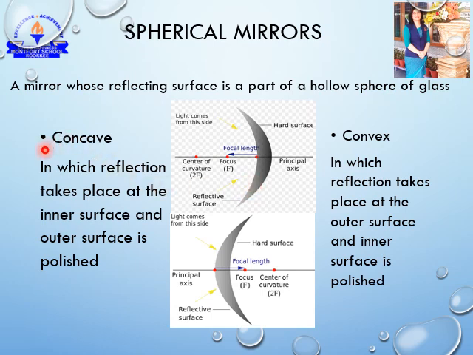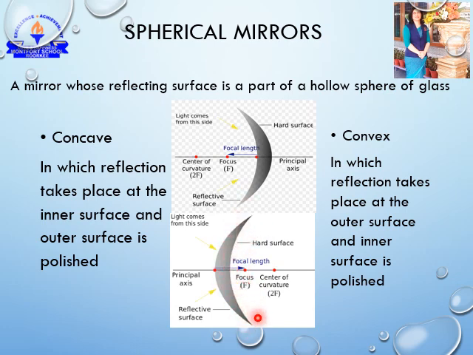Again, in this concave mirror, the reflection takes place at the inner surface and the outer surface is polished. Now, again imagine that huge spherical ball of glass and cut the left hand side of it, a small piece of that glass.